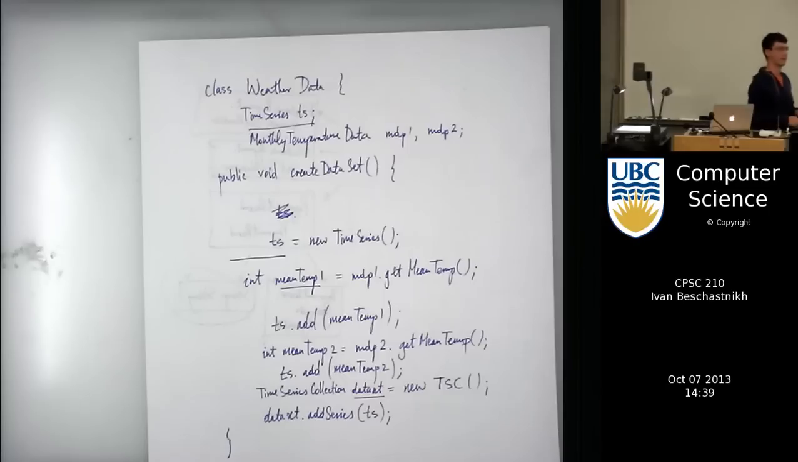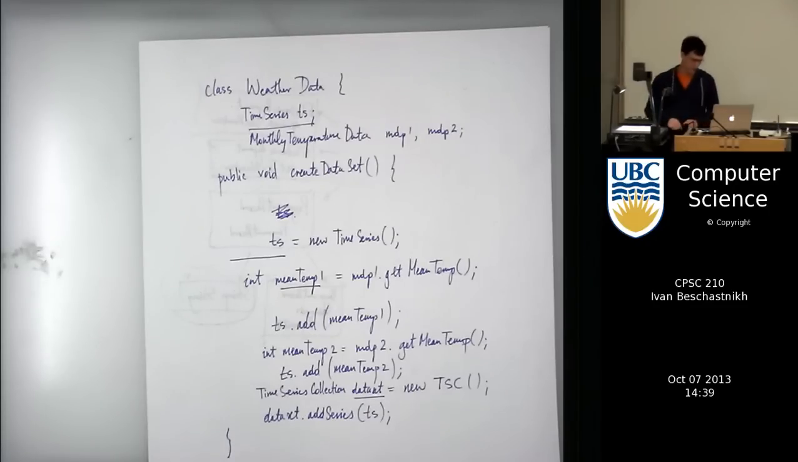For mean temp, can I assume there's a string? Yeah, I guess. I mean, there's no types here, right? So mean temp has to be something. It could be anything you want. It just shows int.